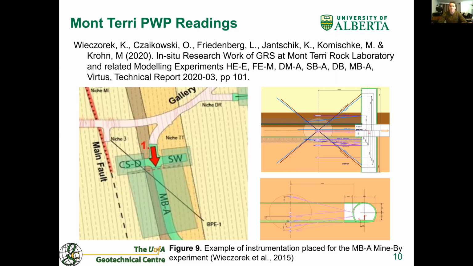The more recent MBA and GCA experiments fixed this shortcoming by installing sensors in front of the tunnel. Here we see the instrumentation that was installed through the CSD and SW niches for the MBA experiment. The MBA tunnel was then excavated towards the instrumentation, or upwards in the image on the left. Sacrificial pressure sensors were installed directly in the drill path to truly capture what was occurring in front of the tunnel face during the drive. These 2 experiments will be the focus of the field portion of this work.